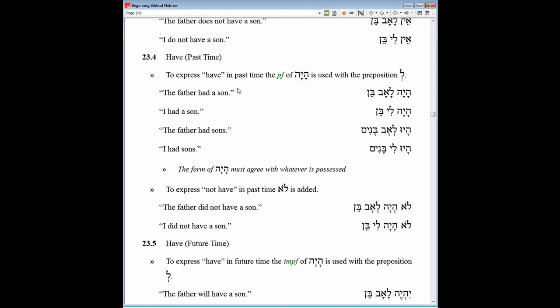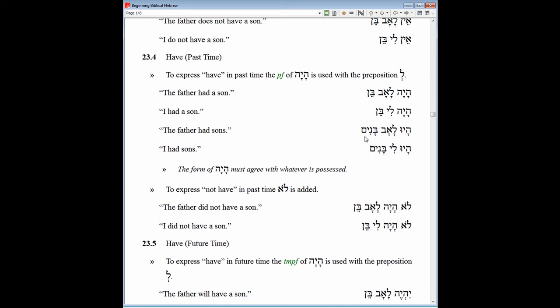Now, have in past time. Again, above we saw that haya was used for that. Well, it's going to be used here again, and with the preposition lamed, it's going to be getting into the concept of possession. So, haya: there was to the father a son. That means, well, at one time the father had a son. There was to me a son. I had a son.